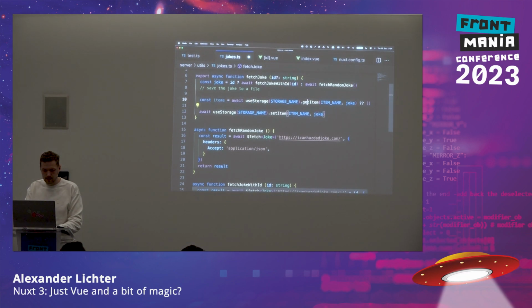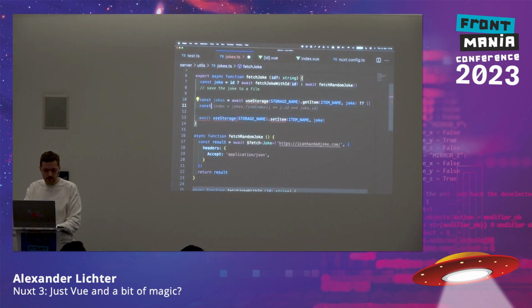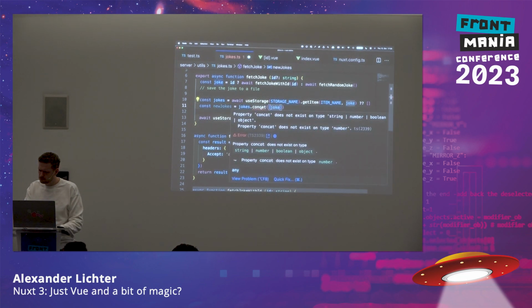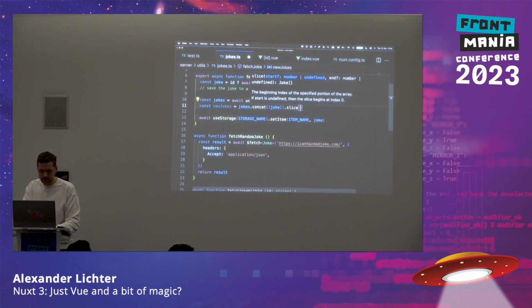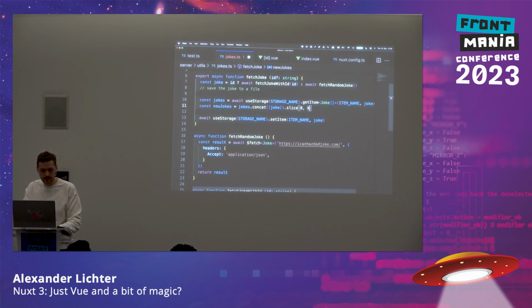And in the end, can you even name this jokes? And now we say new jokes is jokes.concat, or we can even push, okay, we concat that with the jokes. We might have to type that here as joke. That might be useful, nice. And then we can also say .slice 0 to 9 to get only the last 10 jokes. And now we set that back to the new jokes.